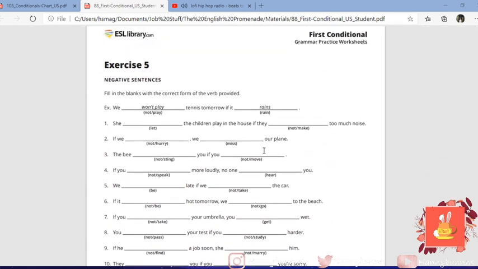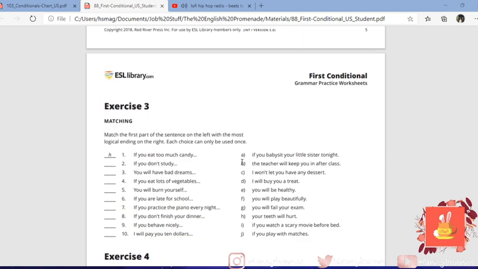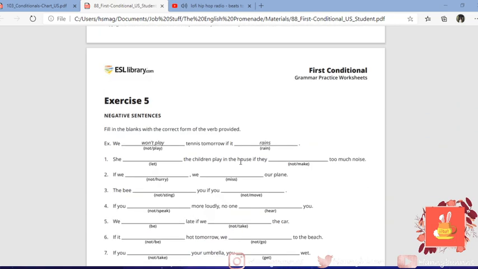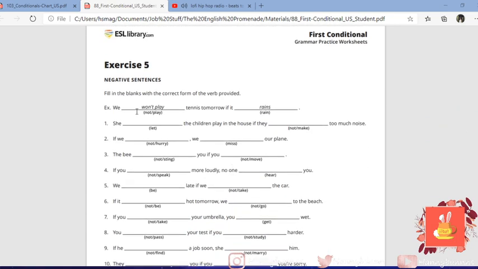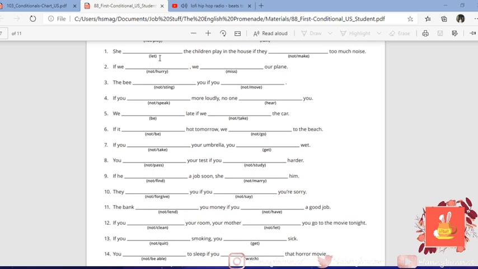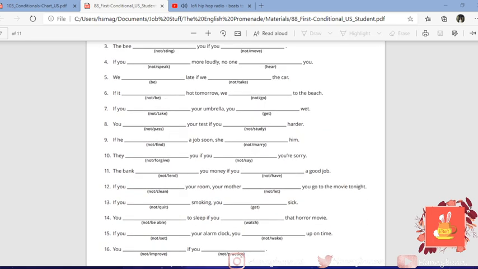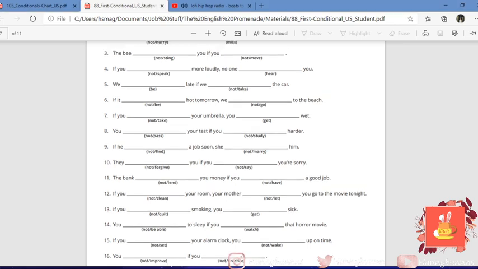All right. You know the drill. Time to do exercise 5. This time it's similar to exercise 2, but this is going to be written in negative form. So, won't play. I think you should just put won't at the front. That's my hint to you guys. Other than that, just go ahead and do 1 through 16, and then double check.